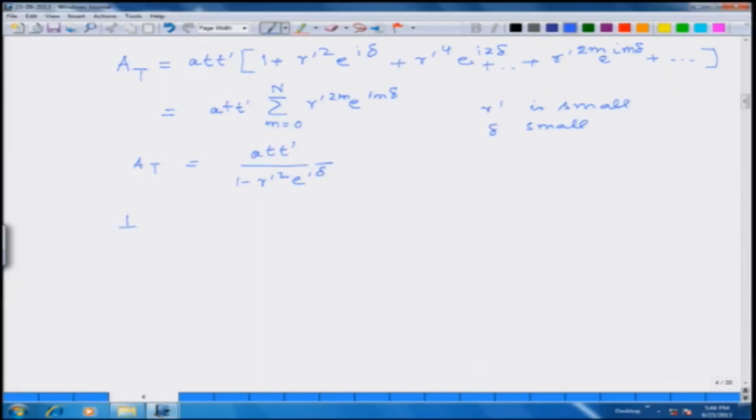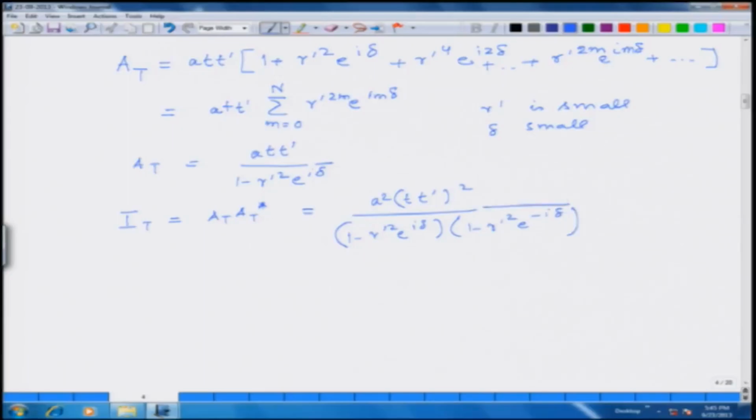And now I know the amplitude. What I am interested in is calculating what fraction of the light is getting transmitted through this thin film of thickness t, that is basically nothing but the complex conjugate multiplication of the overall amplitude, and we can do this easily, and this will become A square t t prime square divided by 1 minus r prime square exponential i delta, and the complex conjugate of it, exponential minus i delta.